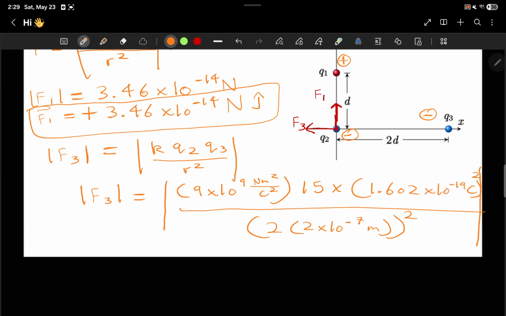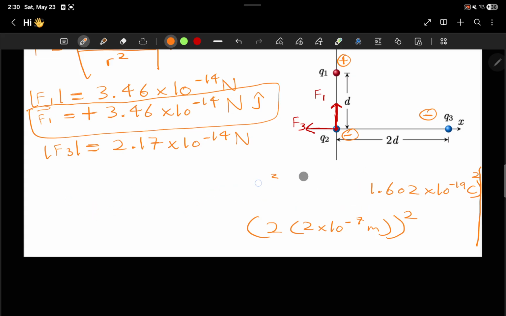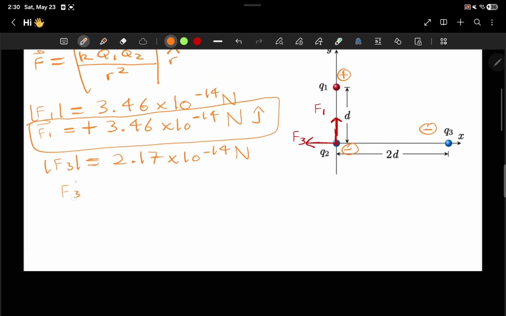And I'll plug this in my calculator. And now the magnitude of force 3, I found it to be 2.165, or 2.17, I'll round it up to, times 10 to the negative 14 newtons. Now again for force 3, since we drew the vector already, we know the direction. So now that we have the magnitude, the direction is basically in the negative i hat direction.